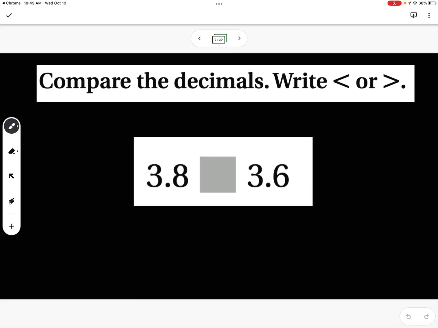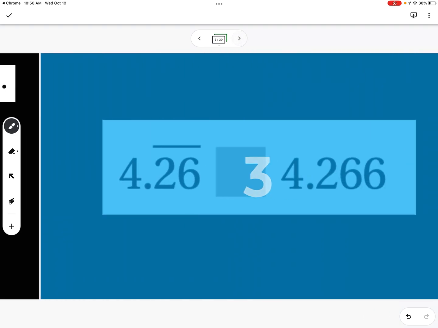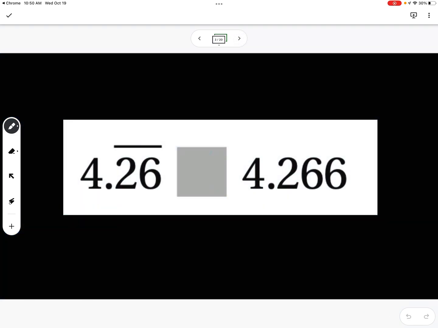We're going to compare decimal values, and in this first one, it's pretty straightforward where we have 3.8. That's 3 and 8 tenths versus 3 and 6 tenths. And so, of course, this would be a greater than sign in that case.